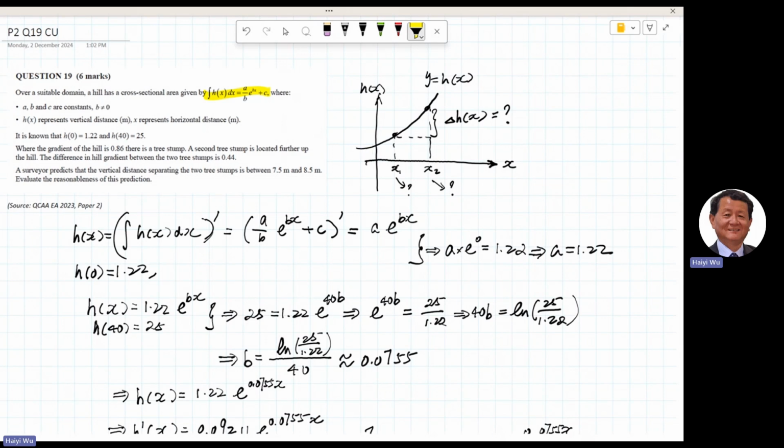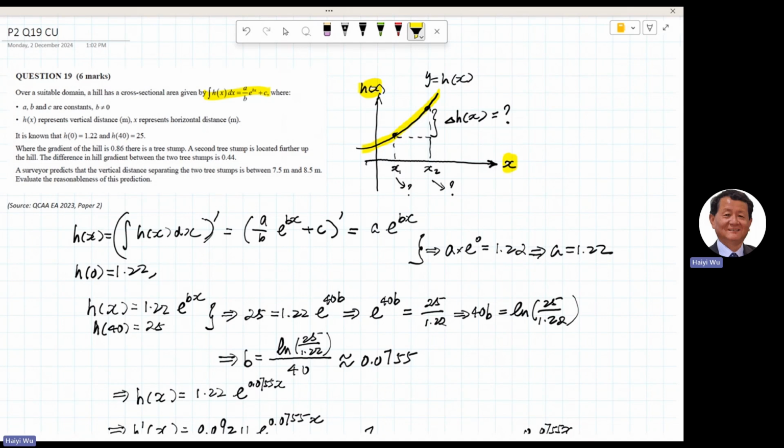So this is my graph for h(x). The h(x) represents the vertical distance, and the x represents the cross distance. So this is the vertical h(x). All right, we're given two conditions.